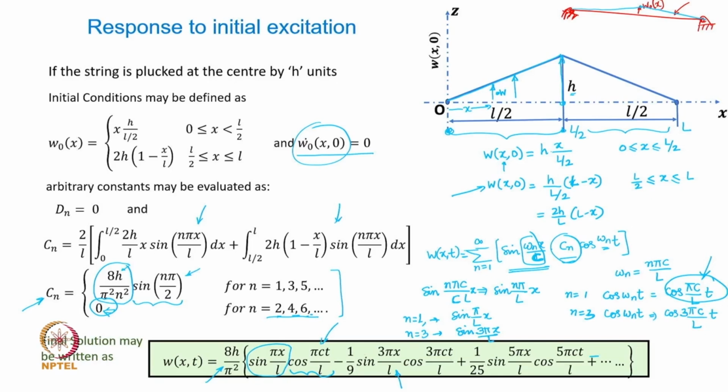In addition, although 8h by pi square has been taken out as a common term, n square remains, and therefore the second term will be 1 by 3 square, which is 9. The third term is going to be 1 by 5 square, which is 25, and so on. Okay, so this is how the entire total response of the stretched string has been obtained.